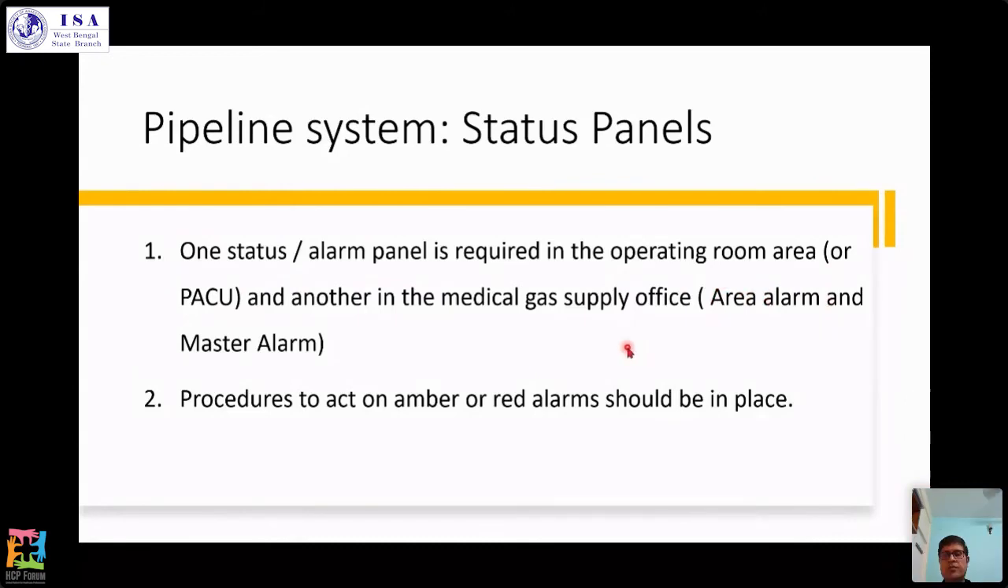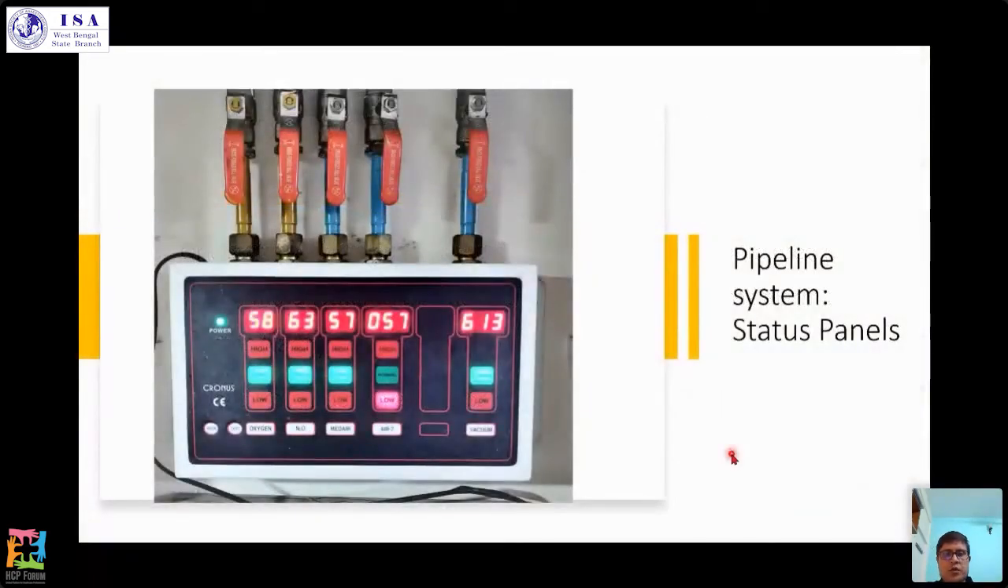So there are alarms in areas like an operating room or a PACU or an ICU, and there are master alarms. Master alarms should preferably be two. They're slave alarms. They should feed off a single sensor, but one of them should be in the gas monitoring area. The other should be an area which is constantly monitored, like the main nursing office or the telephone office, etc. And there should be a procedure in place for what happens in case an amber or a red alarm goes off. So people should know what to do if we have a red or an amber alarm.